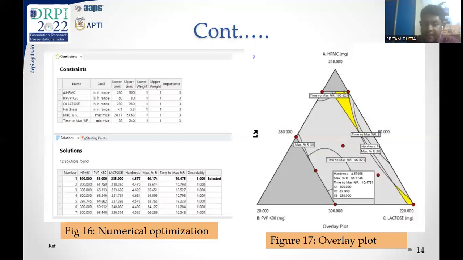And these are the constraints and their solutions. From it, we can conclude that when the yellow portion is present, ketoconazole is completely soluble in HCl, and we have reached our goal, as we got the appropriate result from our experiment. So after the solution, these two graphs represent the numerical optimization and the overlay plot.